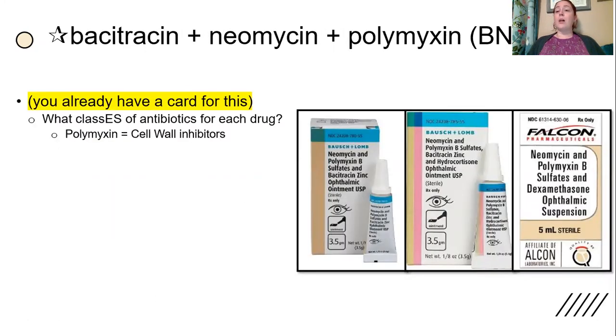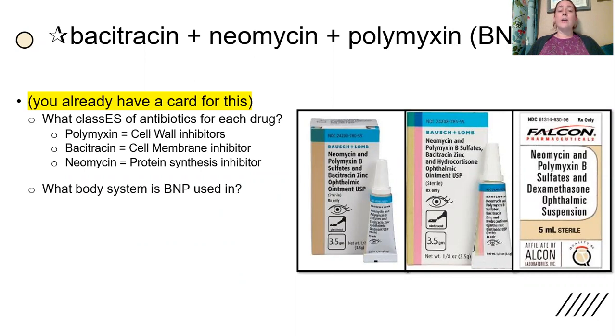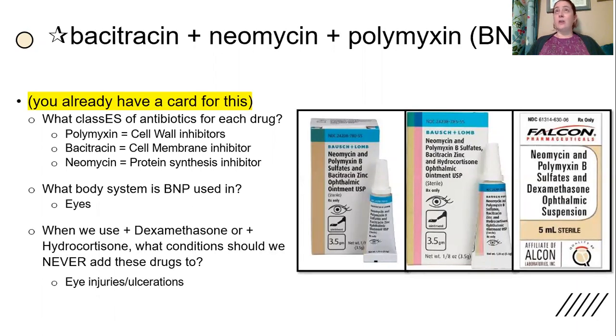Bacitracin, neomycin, polymyxin, also called BNP. These are classes of antibiotics in this drug. Polymyxin is going to be a cell wall inhibitor. Bacitracin is a cell membrane inhibitor, and neomycin is a protein synthesis inhibitor. We use BNP in the eyes. We can use it in dogs and horses. We do not use this in cats. Cats can have a very bad reaction to BNP.